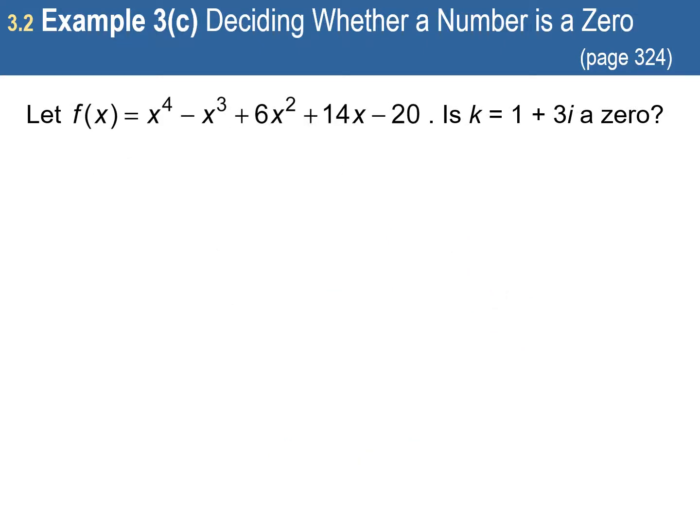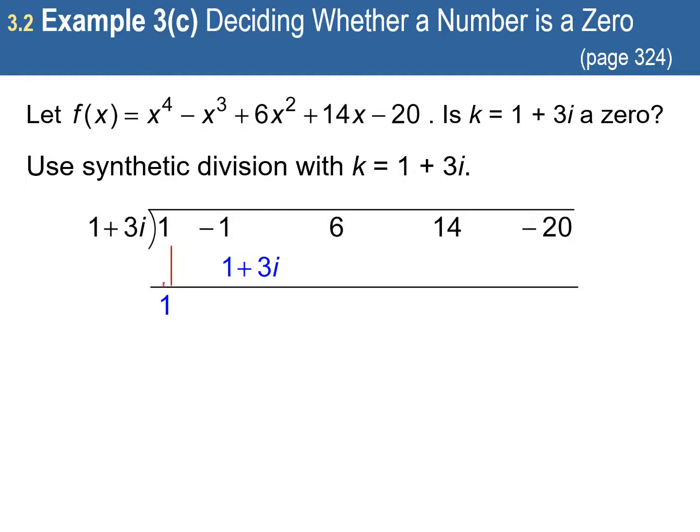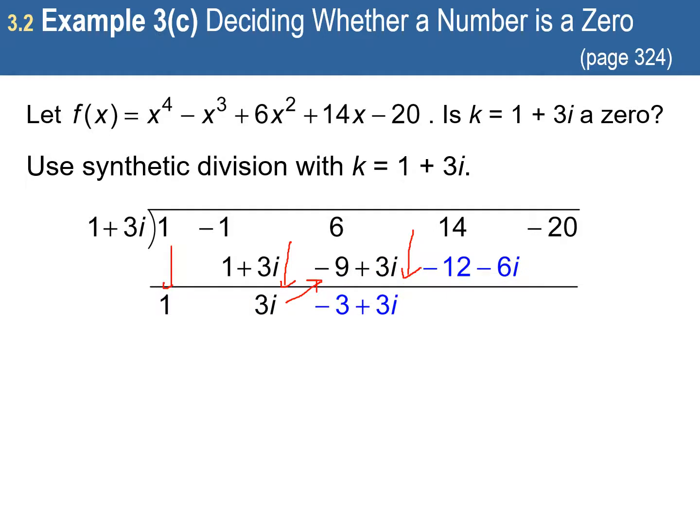Now, if f of x is x to the fourth minus 3x minus x cubed plus 6x squared plus 14x minus 12, is k equals 1 plus 3i a 0? And so let's try it. When I bring the 1 straight down and I multiply by 1 plus 3i and add straight down, I get 3i. 3i times 1 plus 3i is minus 9 plus 3i. When I add straight down, that's negative 3 plus 3i. Multiply by 1 plus 3i.